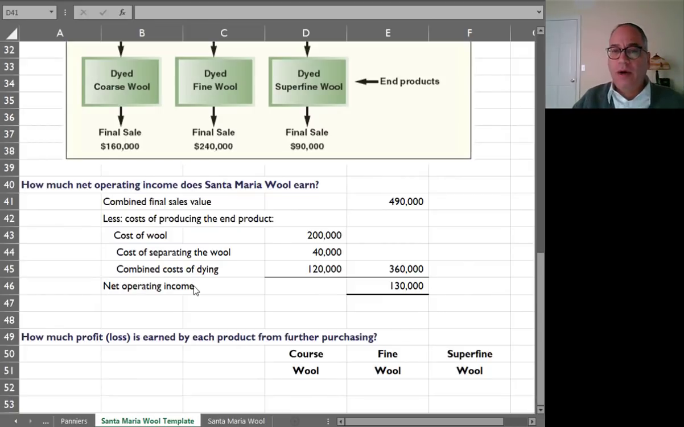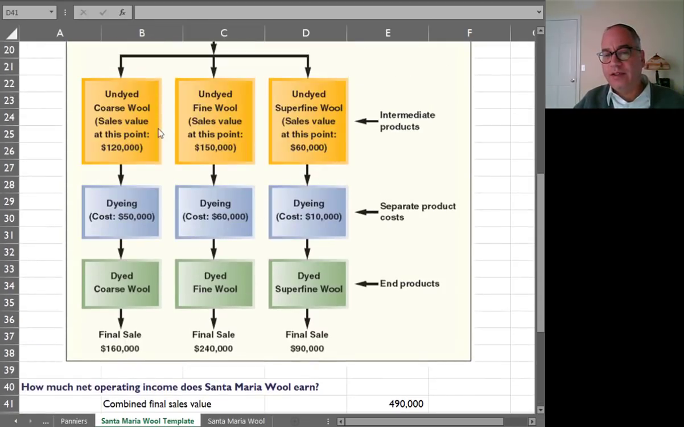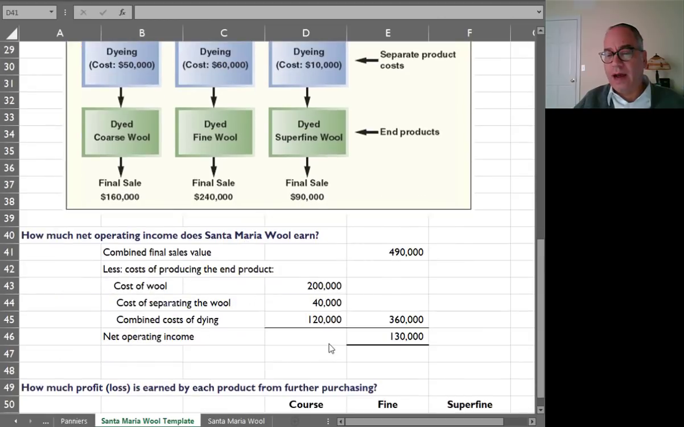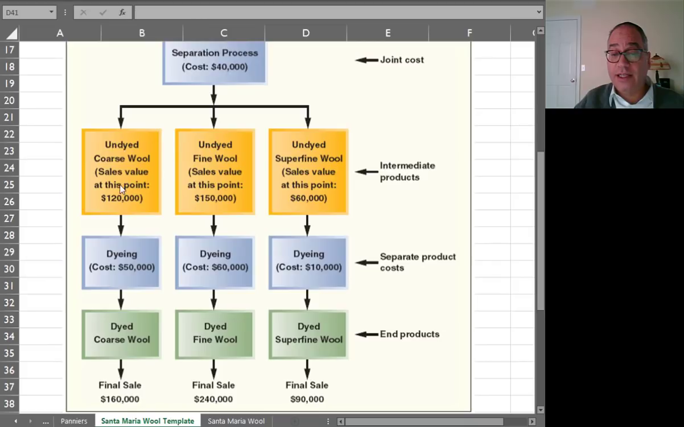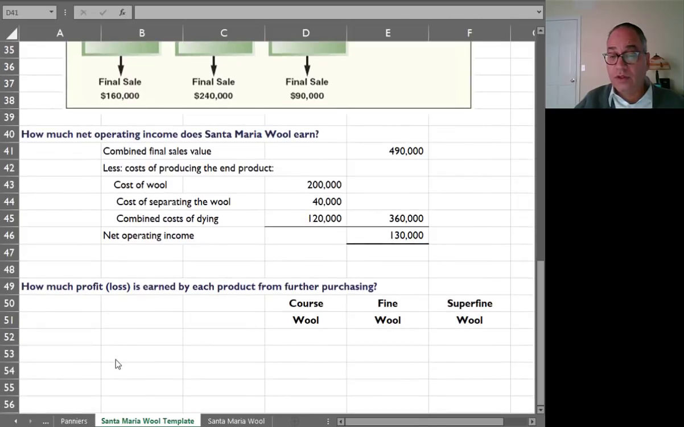Now, the question is, should we leave these alone? This is our net operating income if we do everything. The question is, should I leave these alone and sell them as intermediate products, or should I do this additional dyeing and sell them as end products? That is the question. So let's figure out how much is earned from each product by further processing the product.